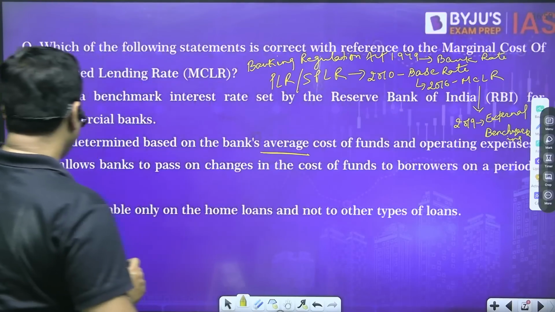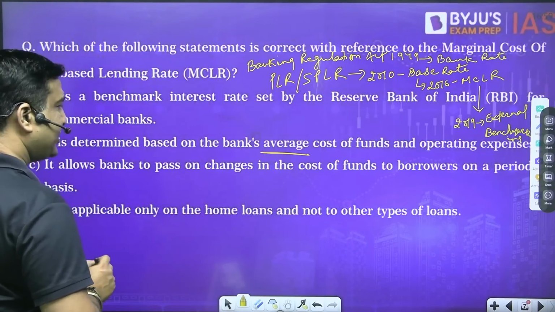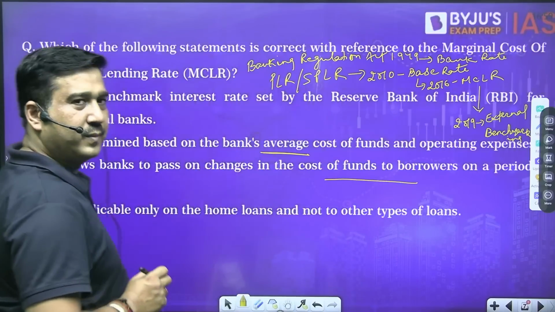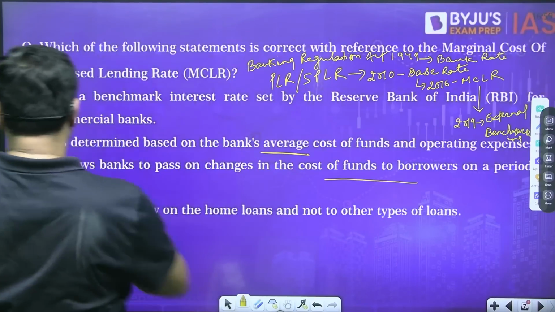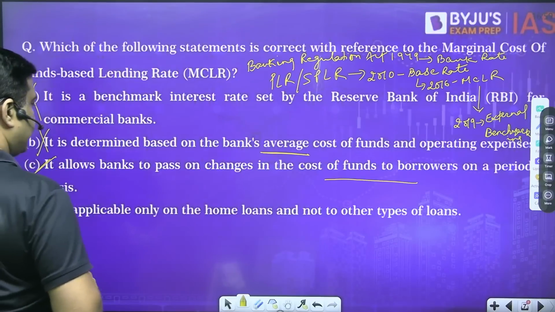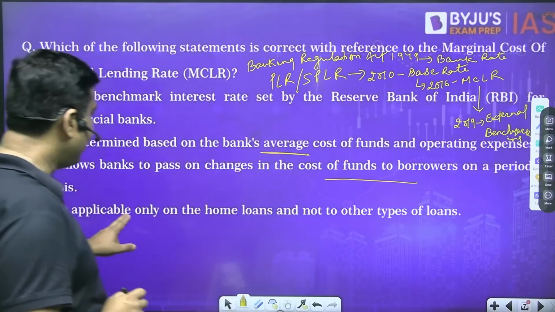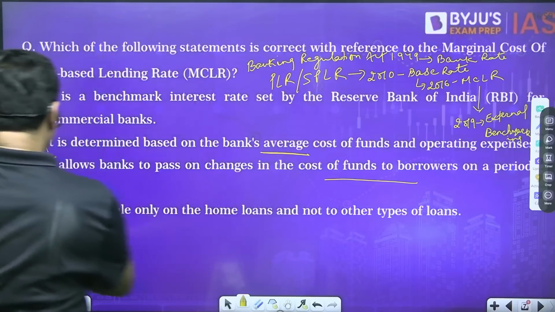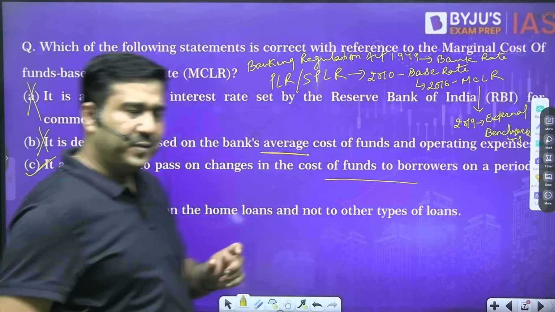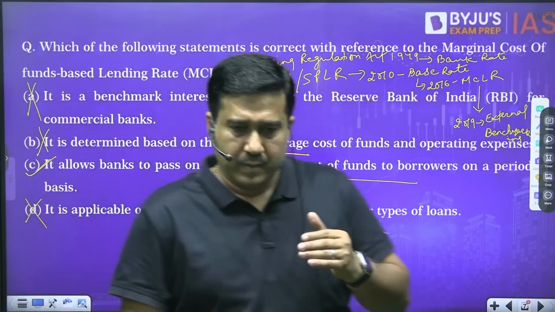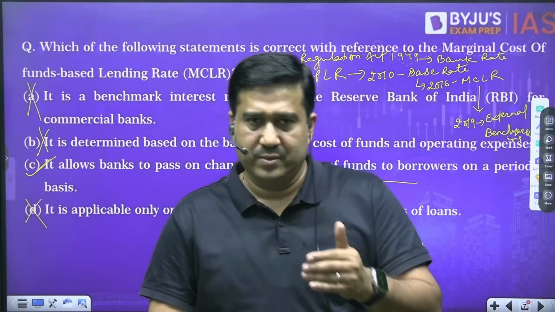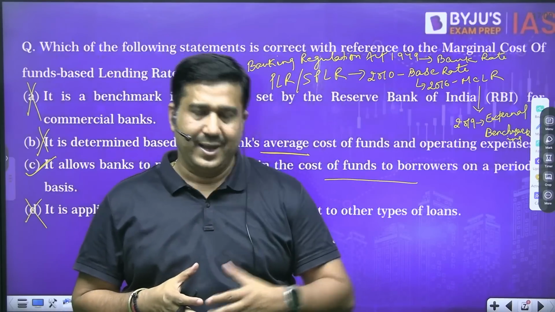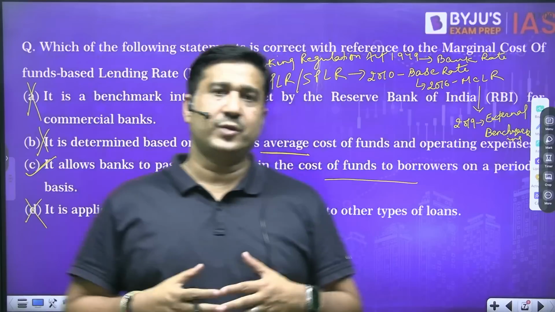Now third, it allows banks to pass on changes in the cost of funds to borrowers. That was the purpose of MCLR. So option C is correct. And fourth, it is applicable only on the home loans and not to other types of loans. Absolutely incorrect. The purpose of MCLR was that RBI's monetary transmission should happen till the bottom in a very transparent manner. And that is why MCLR was introduced in 2016.